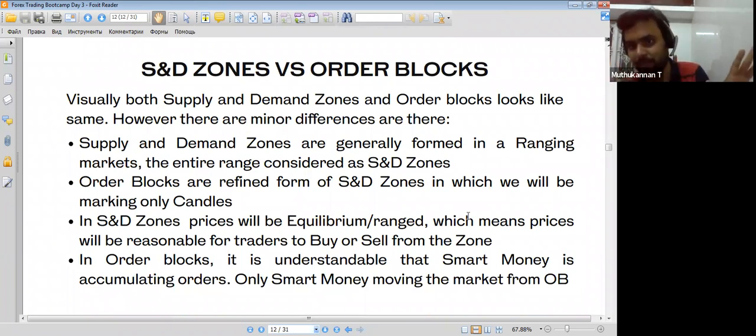It is not because of supply and demand, but because of the big players trapping, the big players playing there. That is the reason we are calling them an order block. Supply and demand is completely based on economic concepts like supply, demand, price, equilibrium price. But order block is more logical than supply and demand. It is completely understandable that the big players are playing from certain levels.